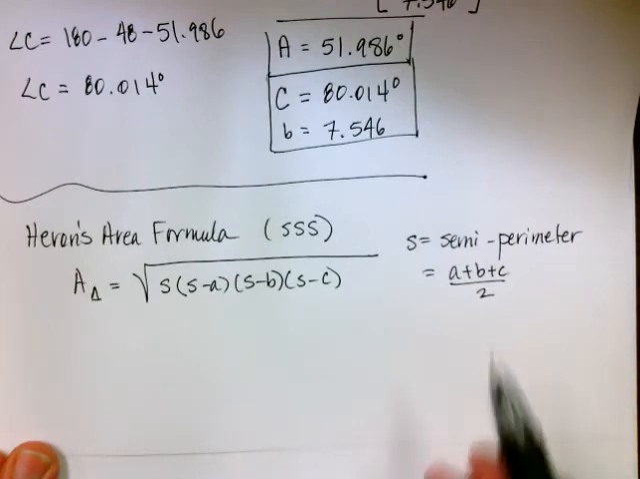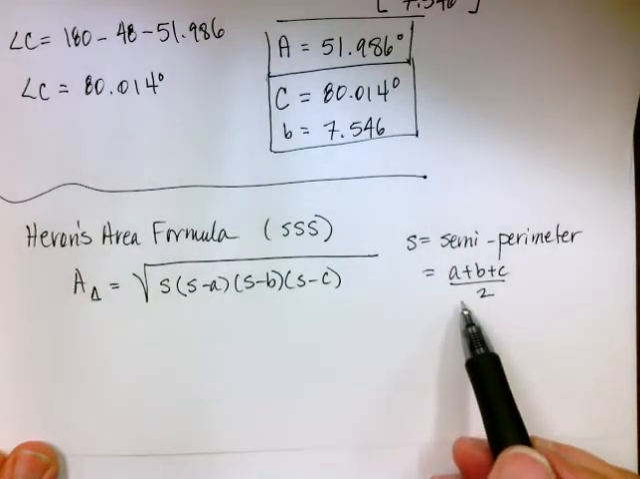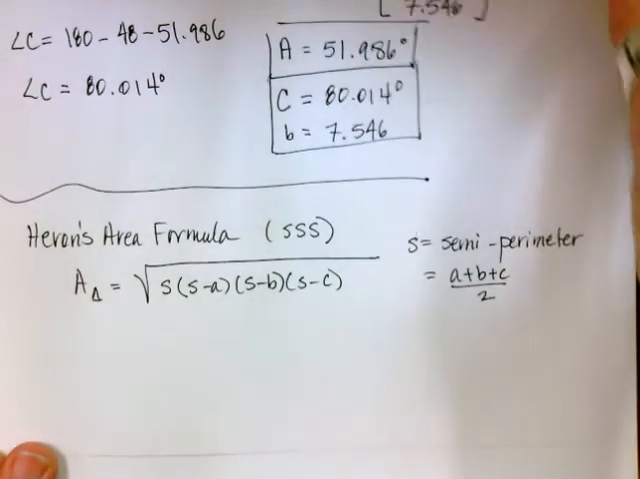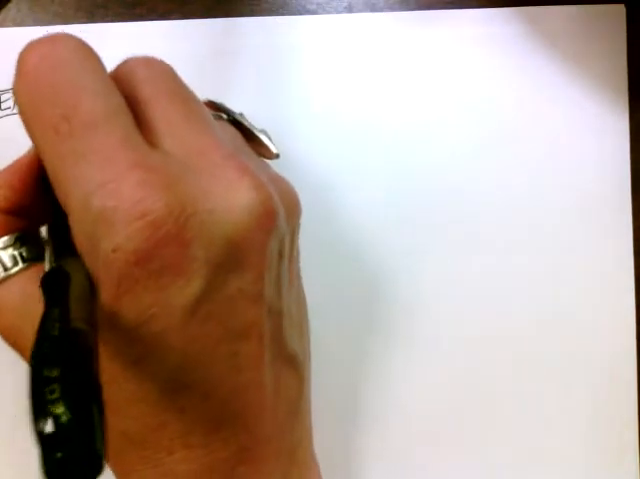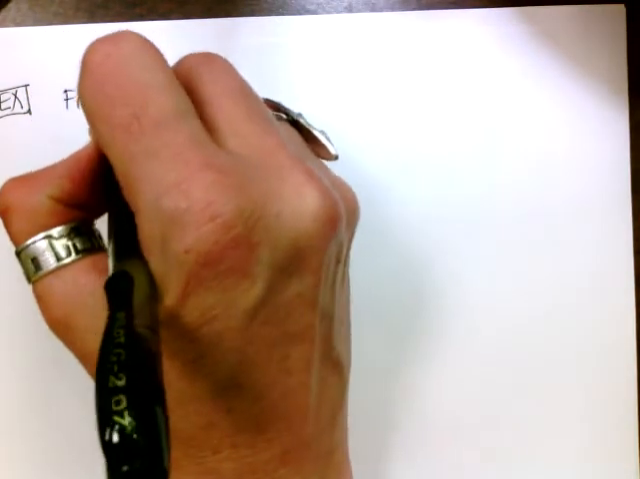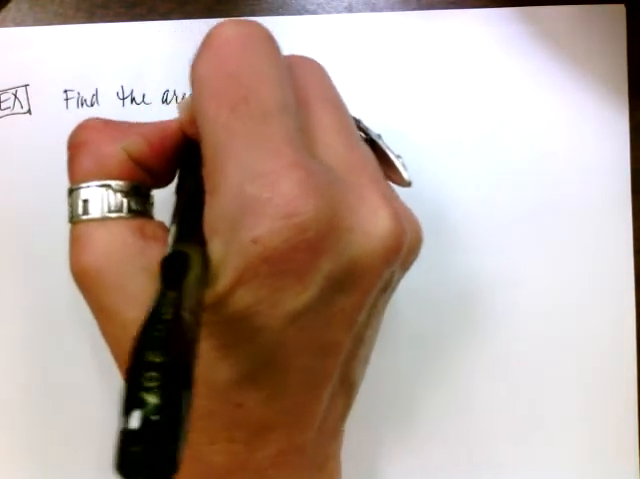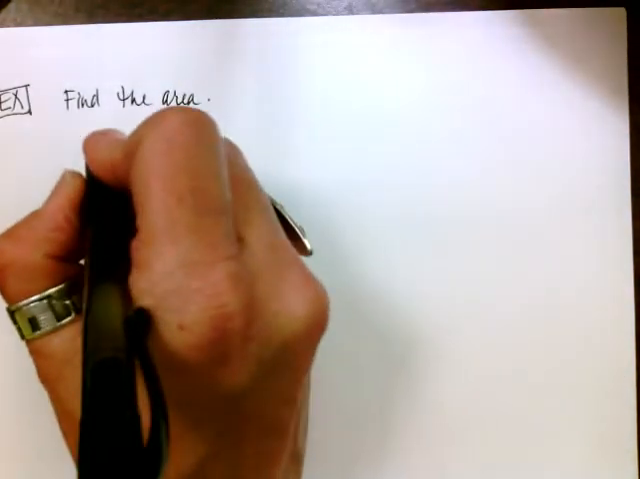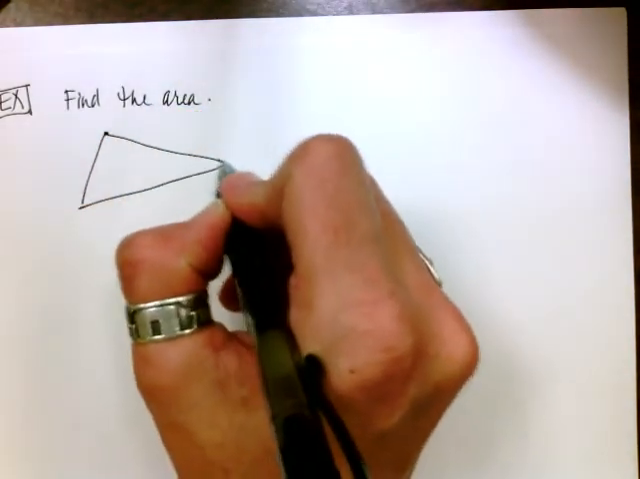I do need to always calculate s first. All right, so let me give us an example of this one. We'll do a couple. It's a really nice little area formula. The two examples are going to say, find the area. All right, so in the first triangle, you're given this information.